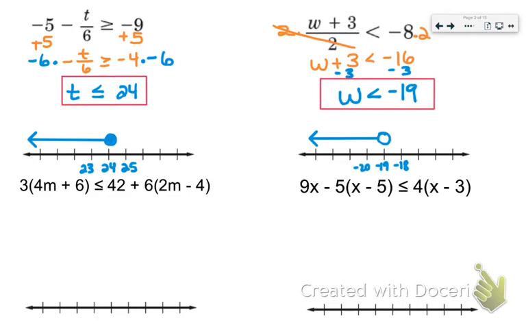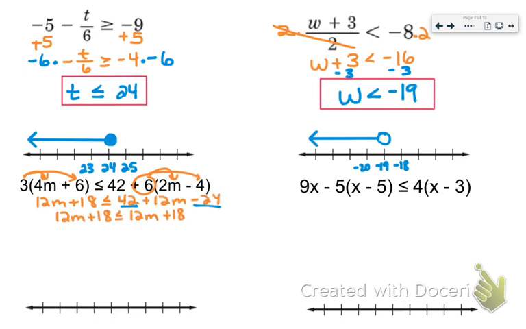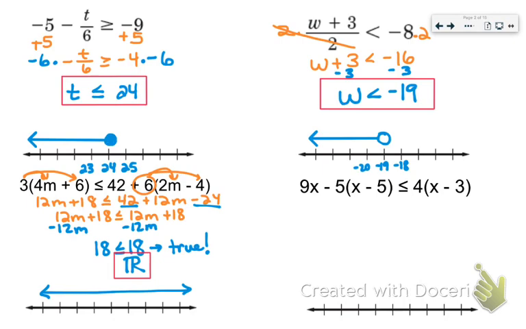Our last two are special case scenarios, so I'm going to go through this a little quickly to get to the final part. So we're going to use the distributive property on both sides, combine like terms on that right side. And then when we move our letters to the left, when we subtract 12m from both sides, they cancel out on both sides. So we're left with 18 is less than or equal to 18. That's a true statement. We call that all real numbers. And the graphical representation is that arrow that goes both ways. So any number is a solution.